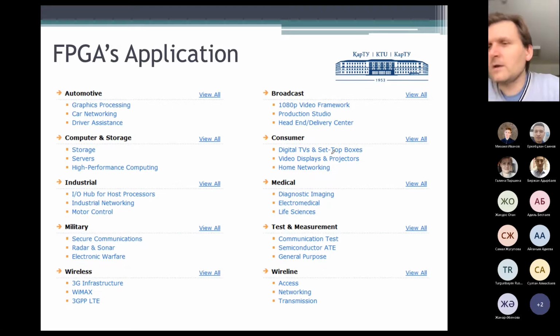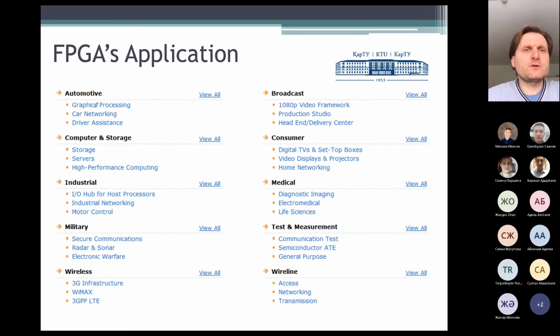Okay, we have a quarter. The last set of examples: FPGA applications. I mentioned this application last week.